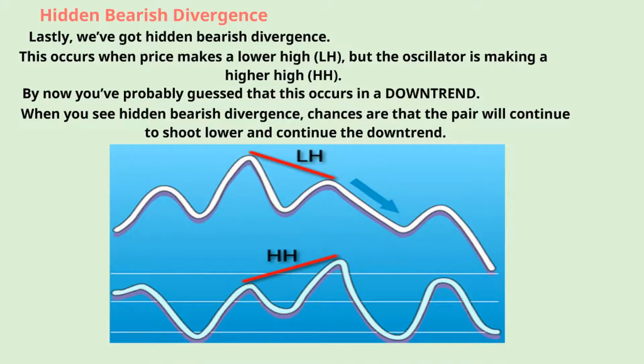Hidden bearish divergence. Lastly, we've got hidden bearish divergence. This occurs when price makes a lower high, but the oscillator is making a higher high. By now you've probably guessed that this occurs in a downtrend. When you see hidden bearish divergence, chances are that the pair will continue to shoot lower and continue the downtrend.